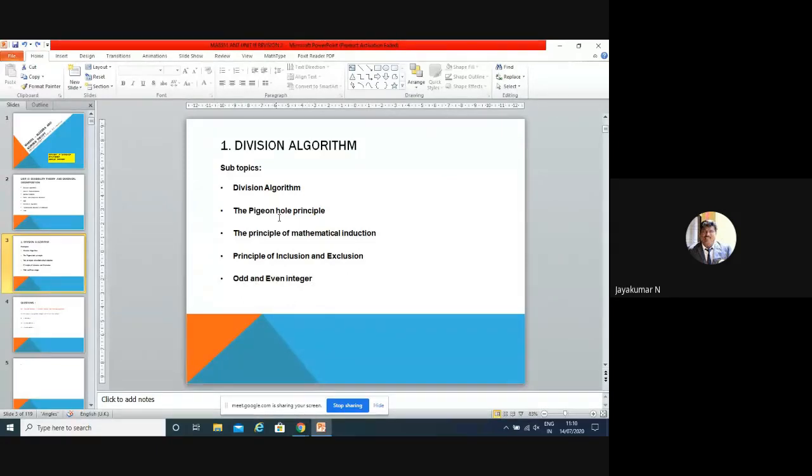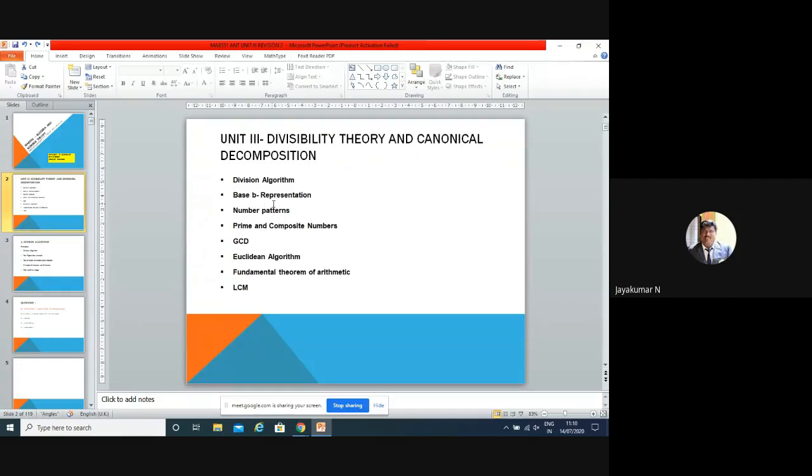Now, out of 4 periods, I covered only 1 topic from this unit, that is division algorithm. Next, the topic number 2, base B representation. We will see it later, because you already know it very well. Base B representation and number pattern are the easiest ones, so I will teach you later. Next I move on to the topic prime and composite number.